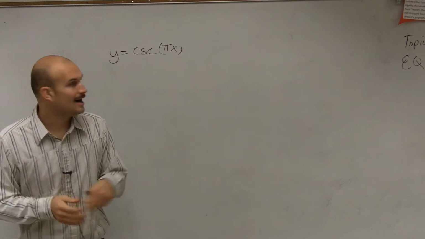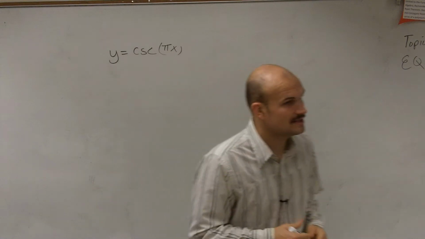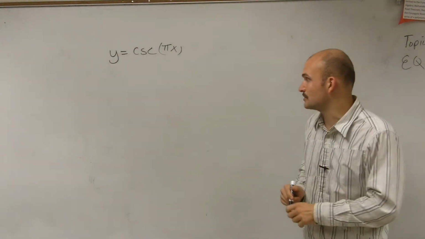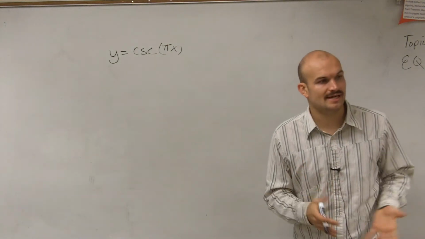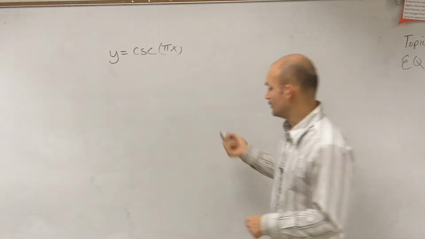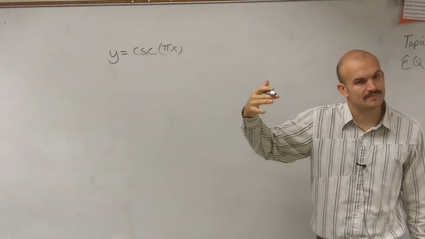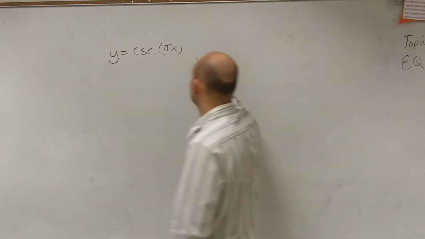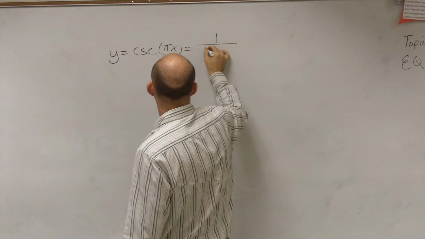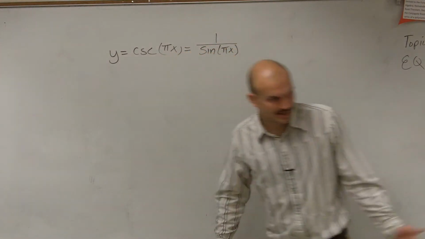Here we go. What I want to show you guys how to do is graph the cosecant of pi x. One thing, guys, when we're getting into cosecant and secant functions, we have to remember how cosecant and secant relate to one another. Remember, cosecant is the reciprocal of the sine function. That means I could typically write this as 1 over the sine of pi x. All right, it's the reciprocal.